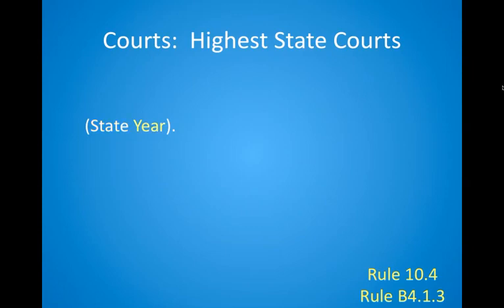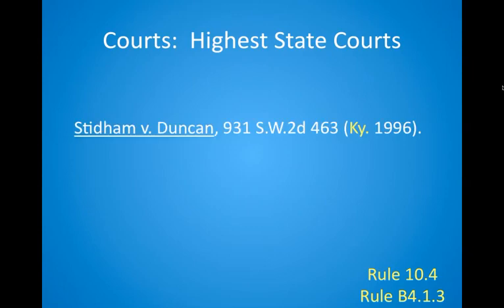In the Stidham example, we see the state identified by its abbreviation inside the parentheses. The state comes before the year of decision, 1996. Remember the exception that allows us to omit the state if it is unambiguously identified by the reporter. Here, the reporter is the second edition of the Southwestern Regional Reporter and does not tell the reader the name of the state. So, we must retain the state in the parenthetical at the end of the citation.